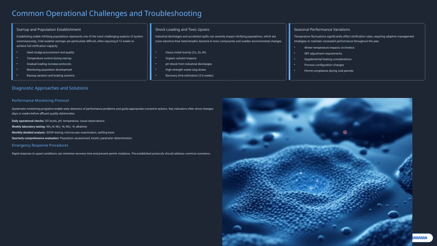Remember, successful troubleshooting depends on understanding the complex interactions within biological, chemical, and physical processes. Experienced operators develop intuition about system behavior, allowing them to anticipate problems and implement preventive measures before they escalate. That proactive approach is key to maintaining a resilient and efficient treatment process.